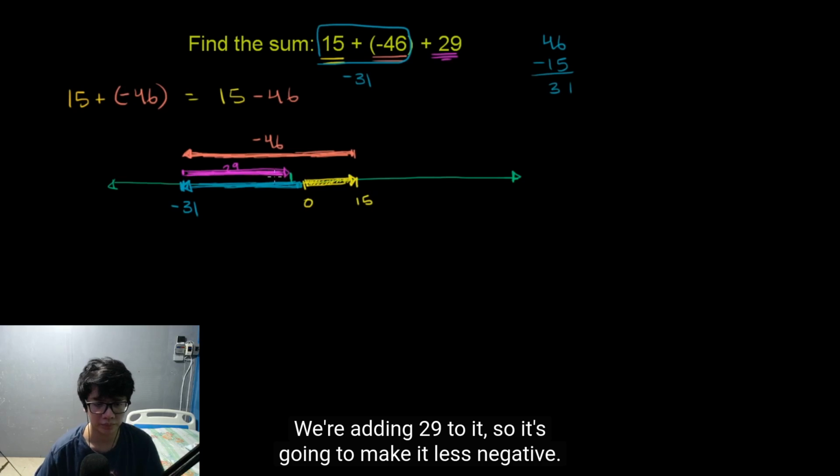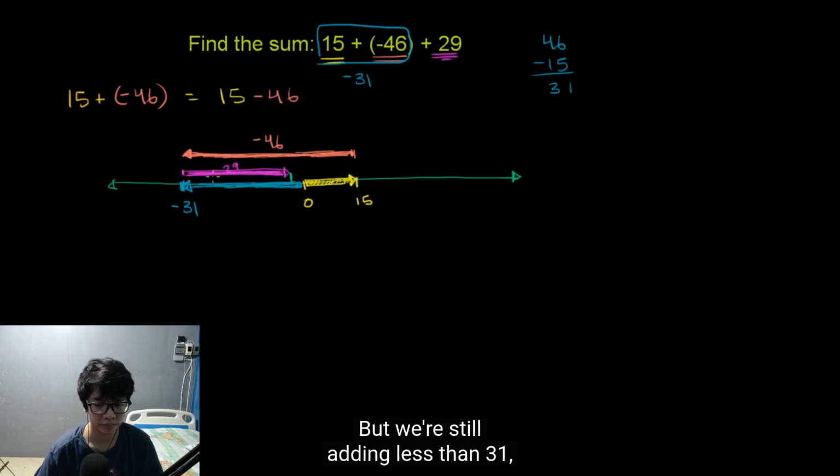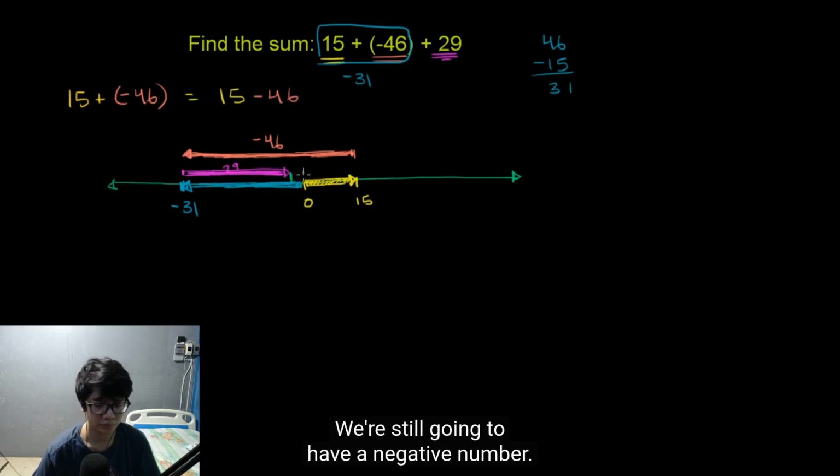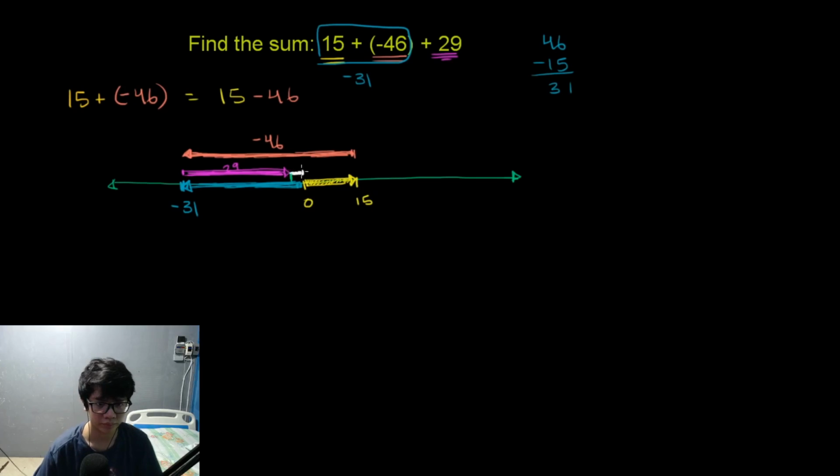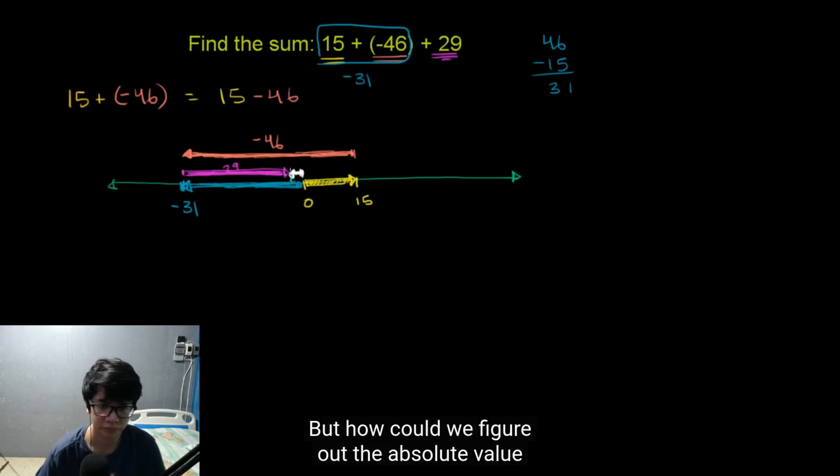So it's going to make it less negative, but we're still adding less than 31. So we're not going to get all the way back to 0. So we're still going to have a negative number. But how can we figure out the absolute value of that negative number?